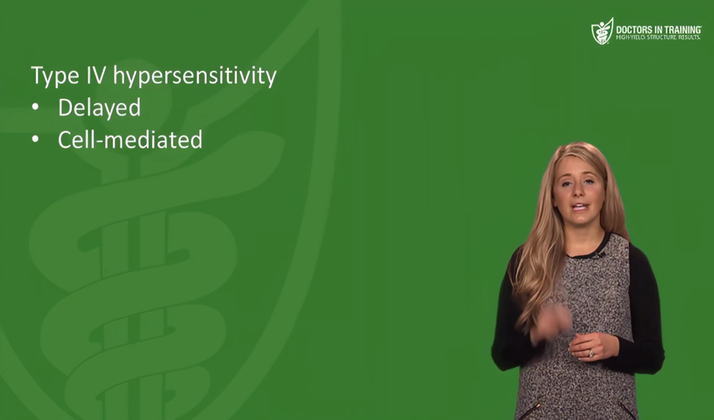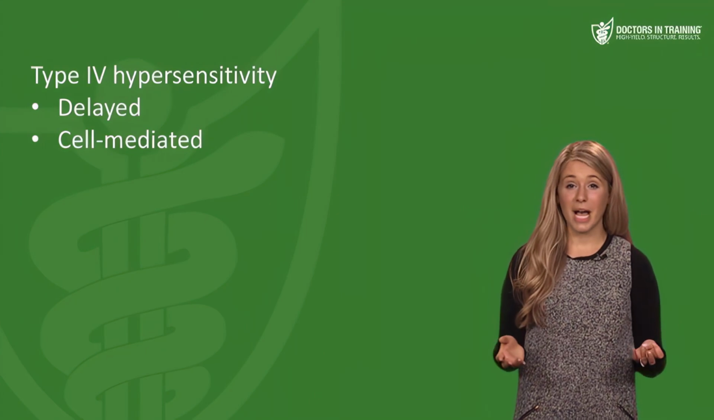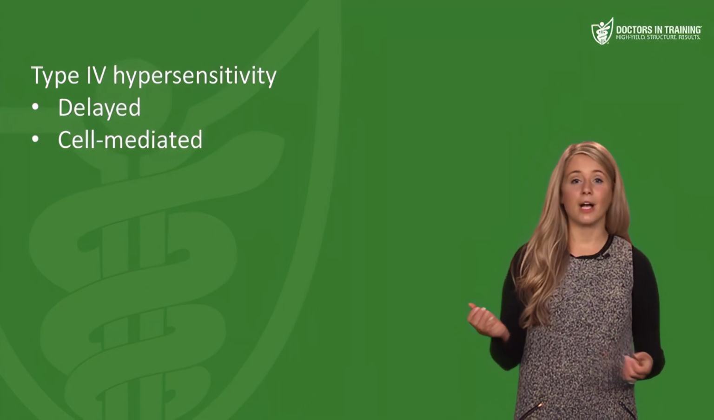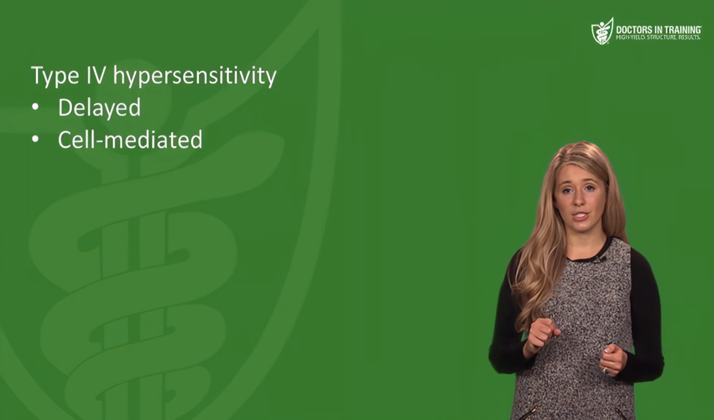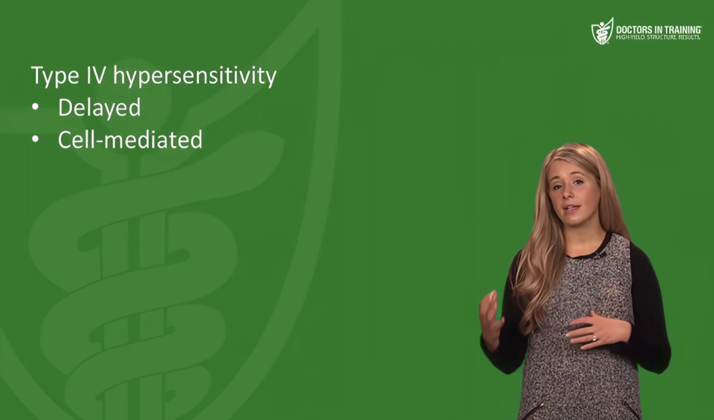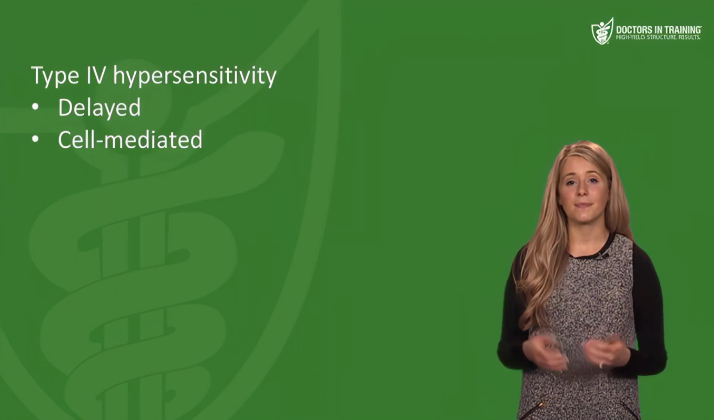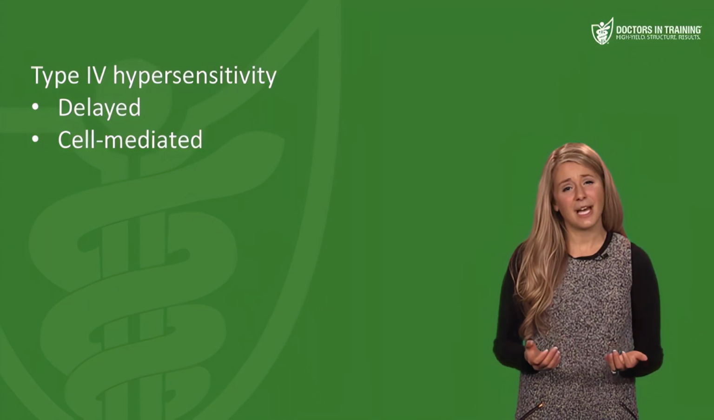And it's delayed because of cellular immunity, and cellular immunity takes a while to get ramped up. It's not like type 1, where you have the antibodies lying around ready to go. With type 4, it takes time to present the antigen to T cells, and then they have to make the cytokines, and then the macrophages have to be recruited. It's a delayed process. Think about poison ivy. It doesn't start itching immediately, it takes some time.